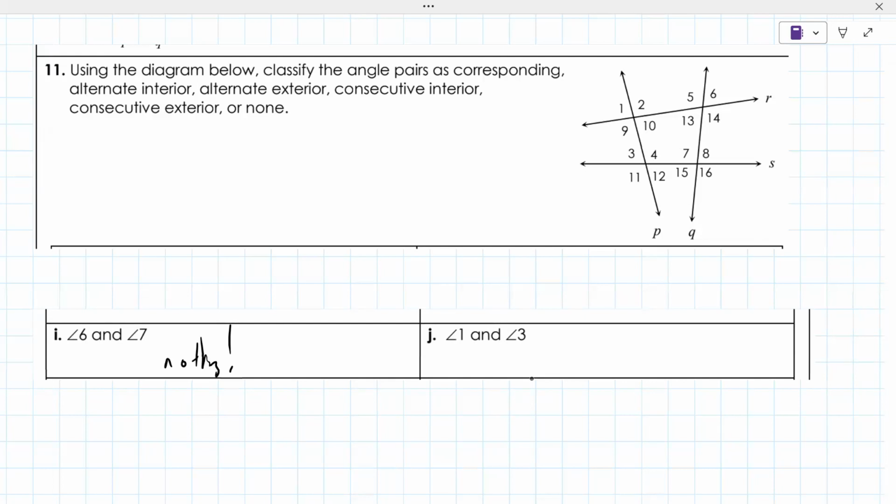Those are same side. Are they corresponding? They are. They are definitely same side, but like you're about to say, one is in the interior, one is in the exterior, and that sounds weird. That's why they use corresponding.